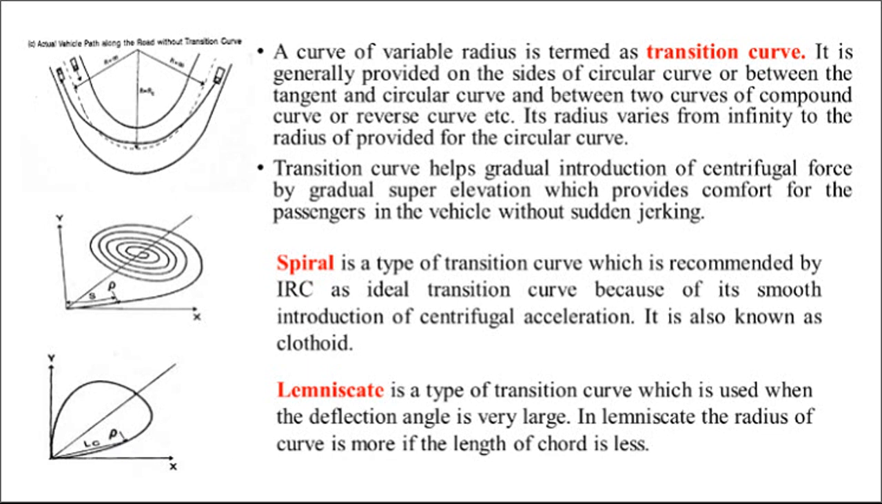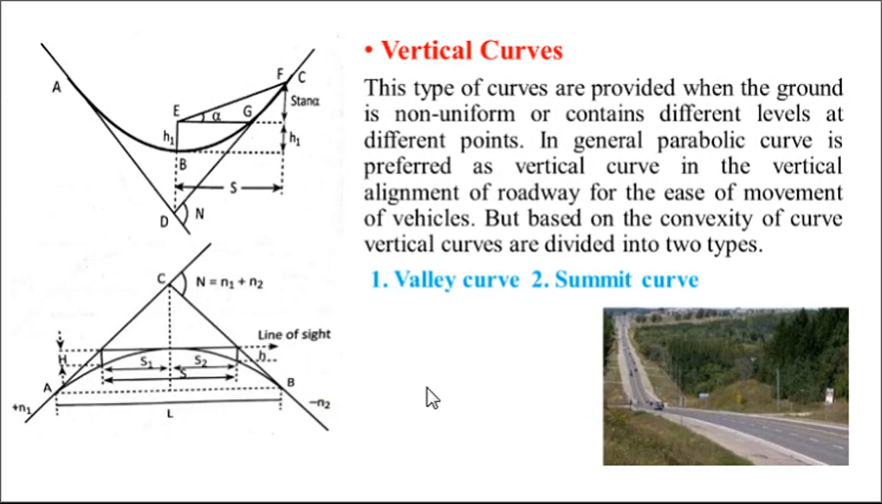Next one, vertical curve. This is a type of curve which is provided when the ground is non-uniform or contains different levels at different points. In general, a parabolic curve is preferred as a vertical curve in the vertical alignment of the roadway, or in case of railway, for ease of movement of the vehicle.